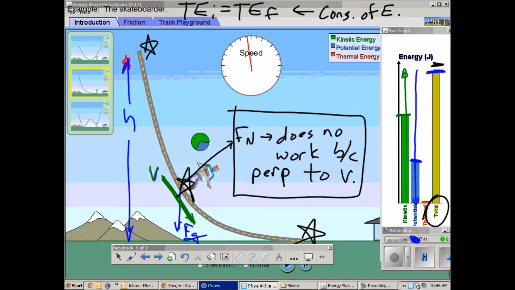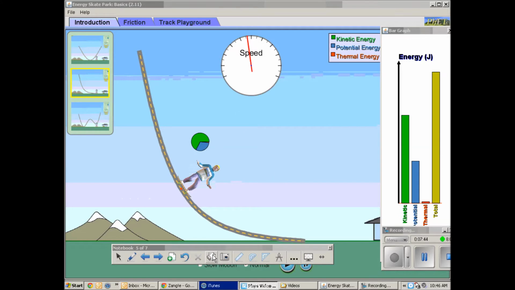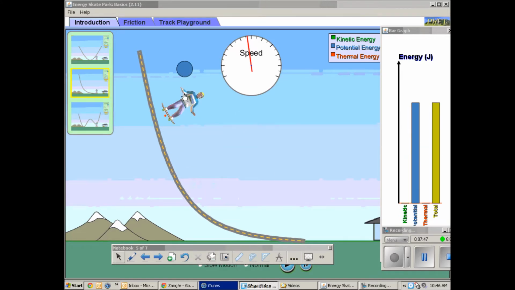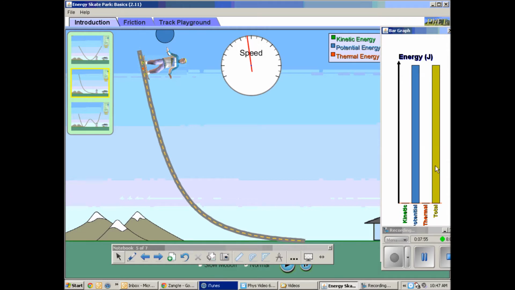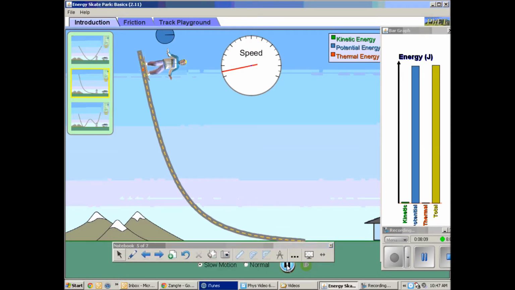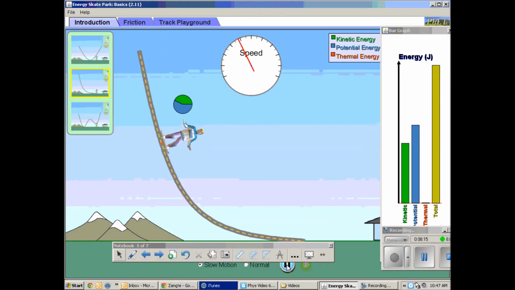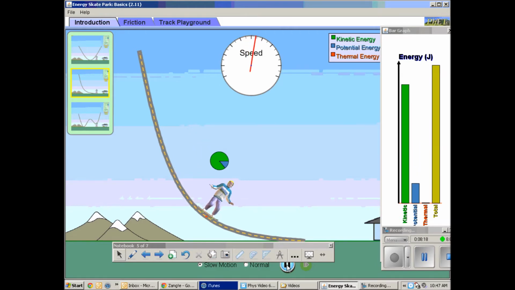All right, so let me play the video one more time so you can see it again. Let's take the dude, move him back up to the top of the hill. Right now the total energy is identified by this yellow bar. The potential energy is the blue bar. Notice there's a pie graph up here that's all blue. Let me do this in slow motion here. Kaboom. And let's watch him go down the hill. As he goes down the hill, look what happens. We get more green. We're getting more kinetic energy, losing potential energy, but he goes faster and faster, and so the total energy stays constant.